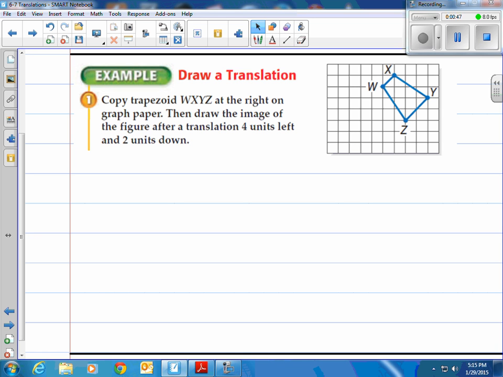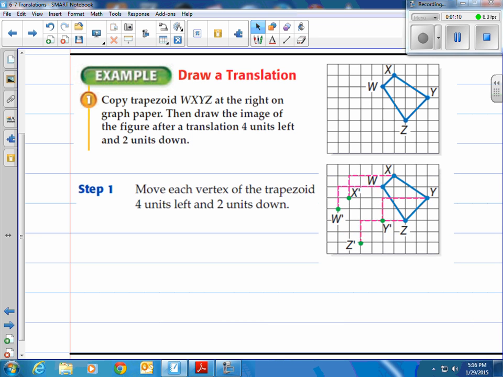All right. So it says copy trapezoid WXYZ, and you can see it there at the right on the graph paper. Then draw the image of the figure after a translation of 4 units to the left and 2 units down. Now, you just can watch how this works, and then we'll practice it in class. But first off, we're going to move each one of the vertices of the trapezoid 4 units left and 2 units down, because that's what it tells us to do. So you can kind of see the picture there.